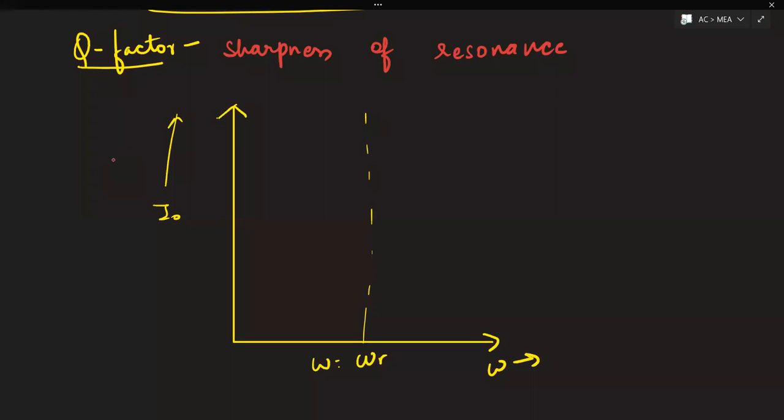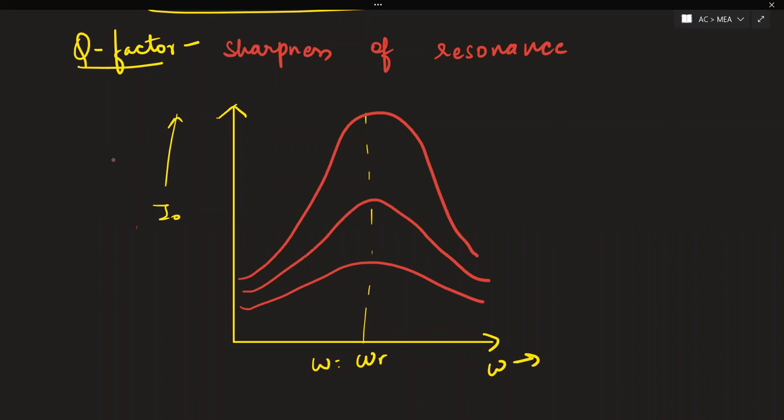Now, sharpness of resonance or Q factor can be understood with the help of a graph. This is current, and this is angular frequency over here. Now, I show you a variation of the peak value of current, that is the amplitude of this current. I naught means the peak value, amplitude. So for an LCR series circuit, angular frequency is omega. Three different values of R I can show you. If I draw the graph like this, this is one value of R that I'll get. This is one more graph that is possible, and the other variation is this.